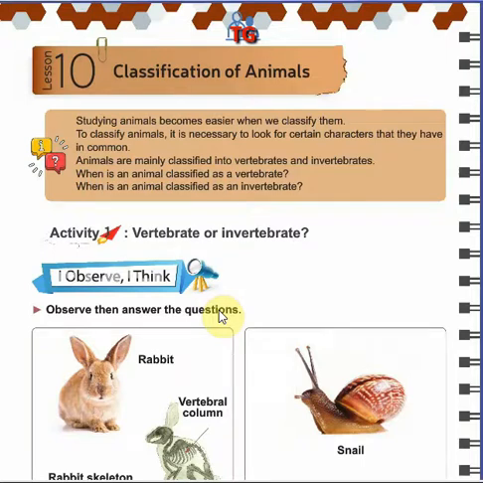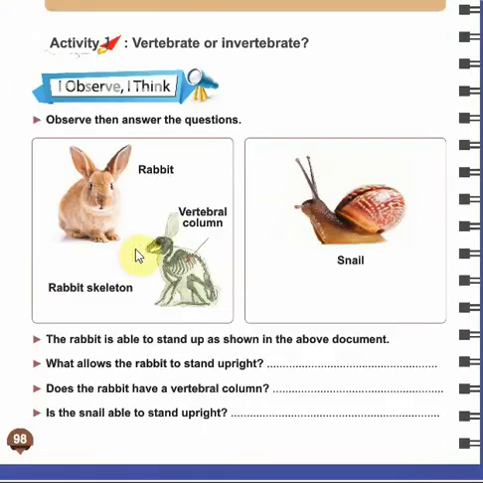You should know that animals are mainly classified into vertebrates and invertebrates. These are the two main groups of animals. In this session, we are going to recognize when an animal is classified into a vertebrate and when an animal is classified into an invertebrate. Okay? In activity 1, we are going to observe these two animals well.